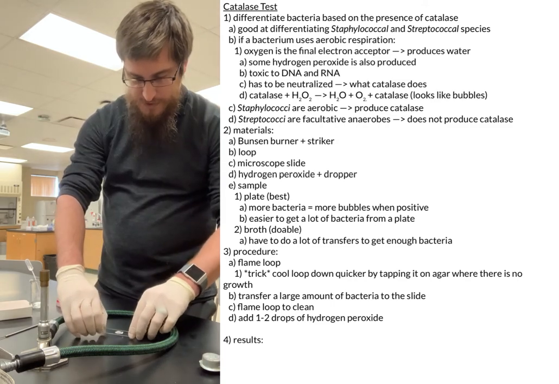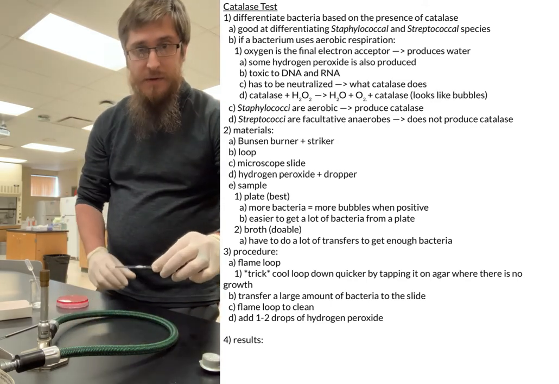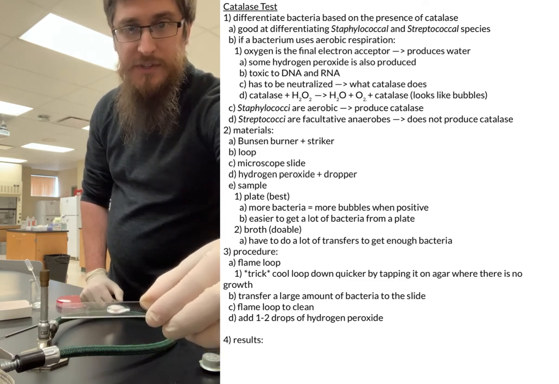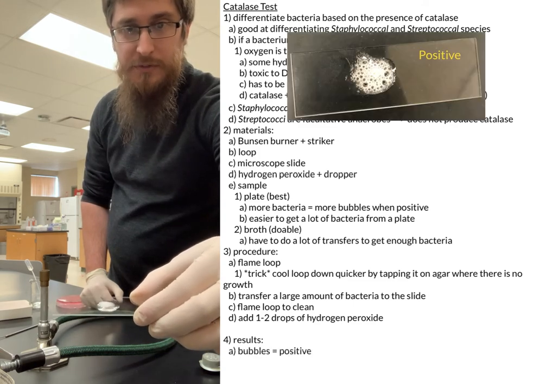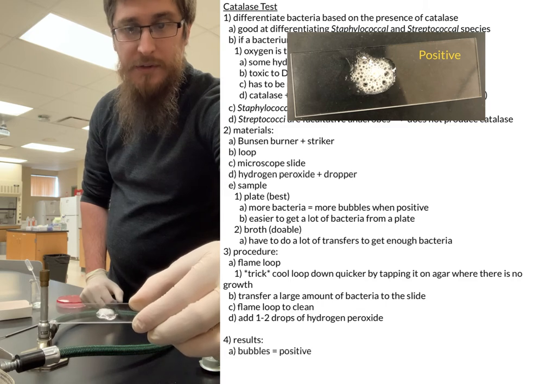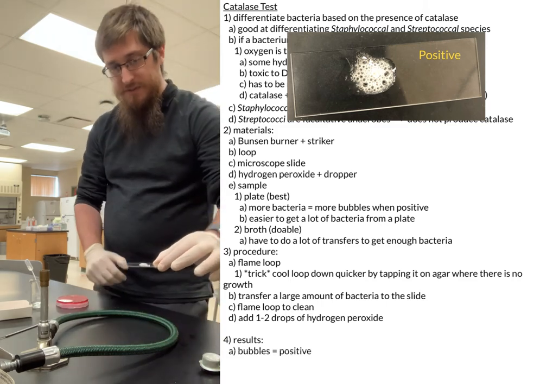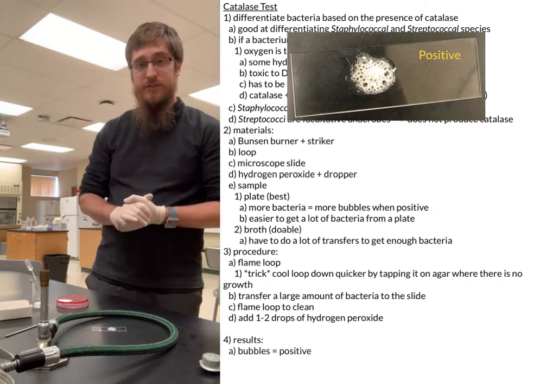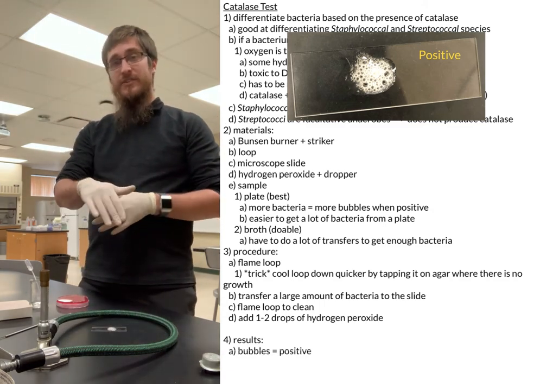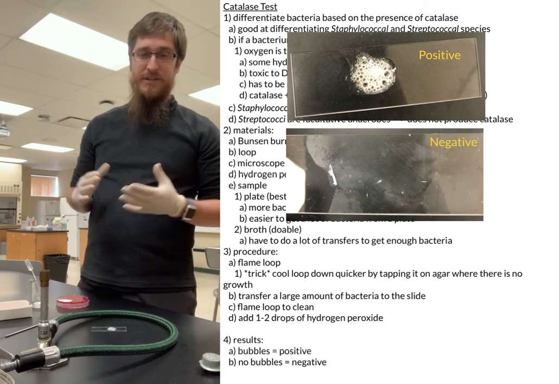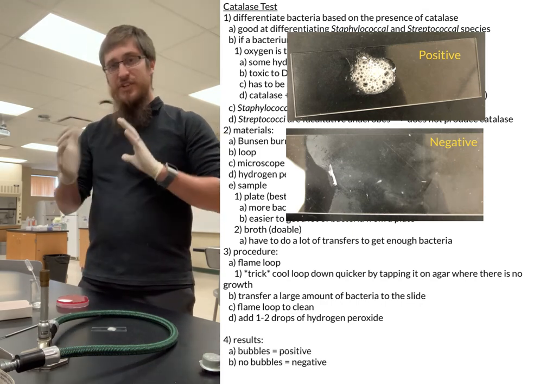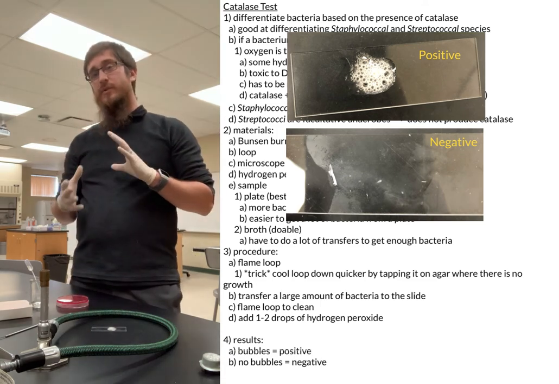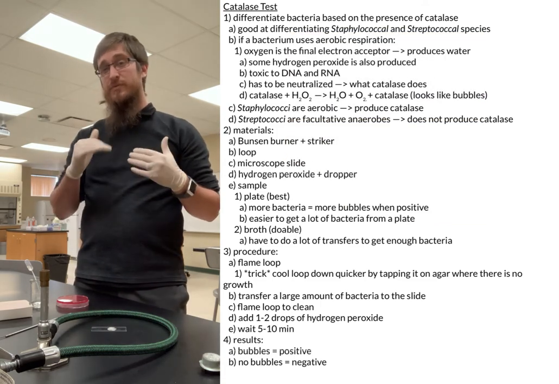To show you guys what we're looking at, try not to tilt it too much, but you can really see there are quite a few bubbles in there. So if you see bubbles, that is a good indication of a positive result for catalase. If you add the hydrogen peroxide and you see no bubbles, that's going to be a negative result. Now, the general instructions you're going to find in manuals is that you want to wait about 5 to 10 minutes before you record what you see.